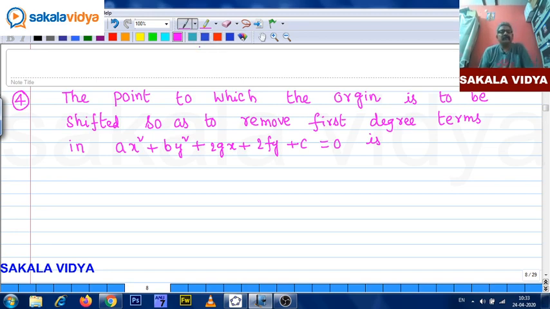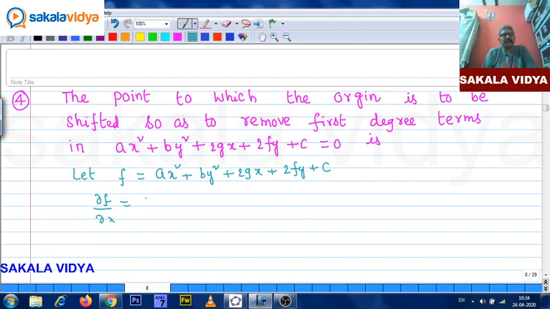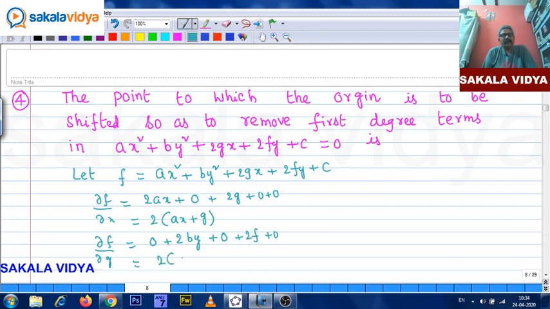So now, let us say f equals to ax square plus by square plus 2gx plus 2fy plus c. Let us find out dou f by dou x is equal to, I am writing directly, 2ax plus 2g, here we have 2 common, ax plus g. Now dou f by dou y you find out. So that is 2by plus 2f, so this will be 2 common, we have by plus f.